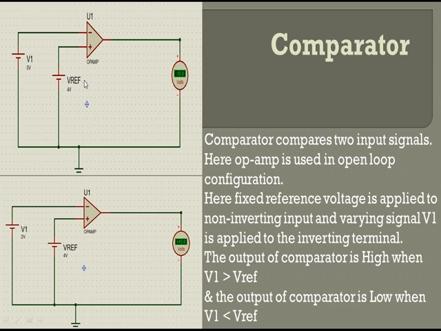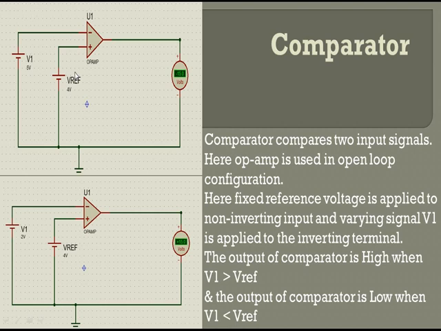We are keeping V reference fixed, at 4 volt in both conditions, and varying the input, means changing voltage is applied to the inverting input. Here op-amp is connected in open loop configuration. Open loop means there is no feedback in this circuit. That's why it is called open loop.